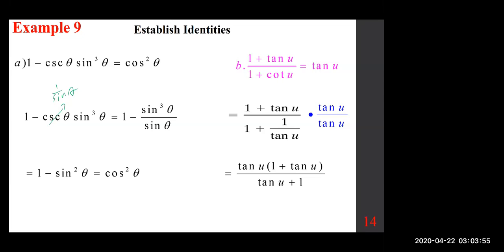Does that make sense, everybody? As you can see, 1 plus tan u is the same as tan u plus 1. They cancel each other. This one and this one, they cancel each other. So you're done. Sounds good? Any questions, class?